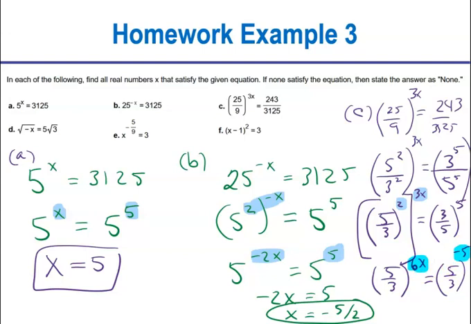Now watch, I'm going to go to the top of the page. I'm just going to do this in orange so you can easily see it. So I have 6x is equal to negative 5. Set those exponents equal to each other. Divide both sides by 6 and you get negative 5/6 is the answer to that problem.